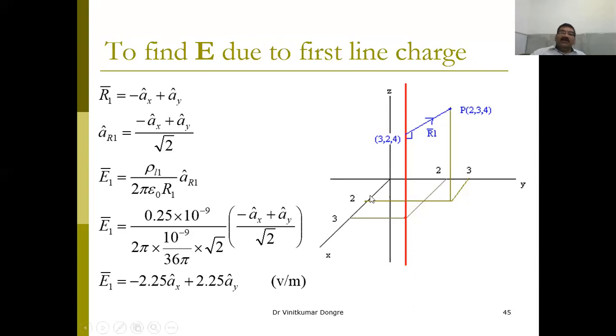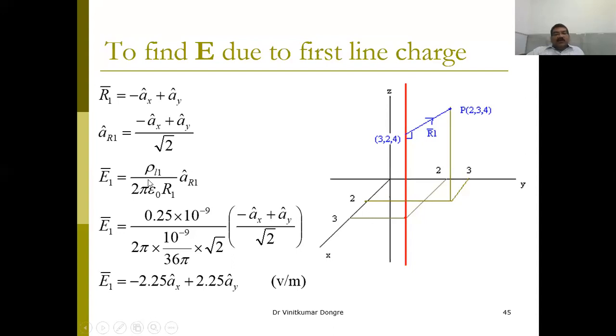So always remember that the direction of the vector will be towards the point where you are interested to find the electric field intensity due to the line charge. So here you have 2 minus 3, that is Ax, and 3 minus 2, that is plus Ay, 4 minus 4, 0. The unit vector is 1 square plus 1 square under root of that, so under root of 2. So this becomes AR1.